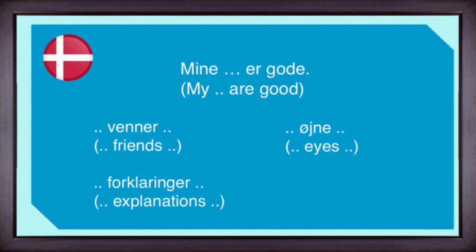Mine er gode. My something are good. So something in the plural, right? Something in the plural is good. Venner. Friends. Forklaringer. Explanations. Øjne. Eyes. Alright? Mine venner er gode. Mine forklaringer er gode. Mine øjne er gode. Yeah. So easy and so simple. Nice.